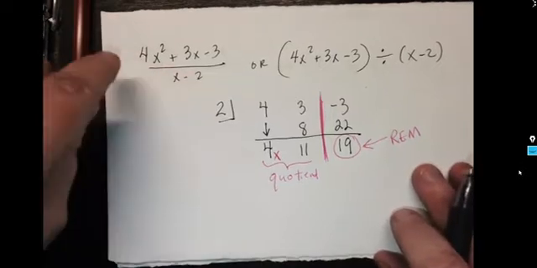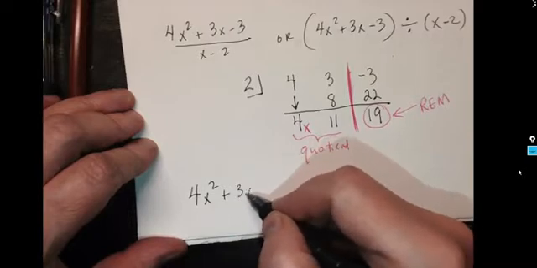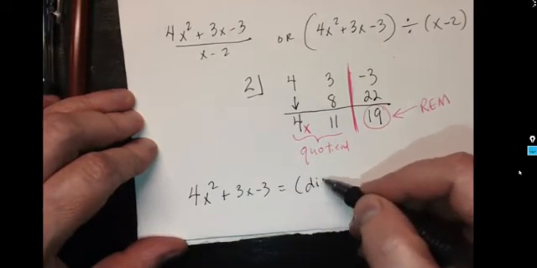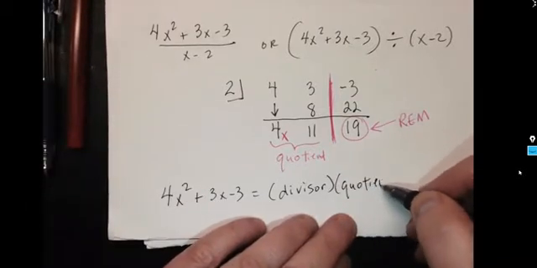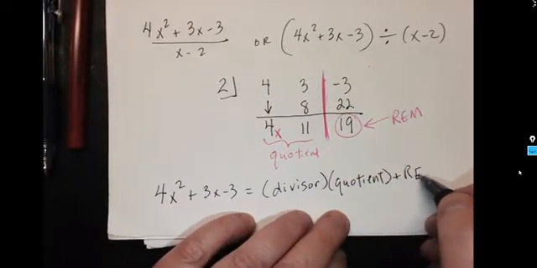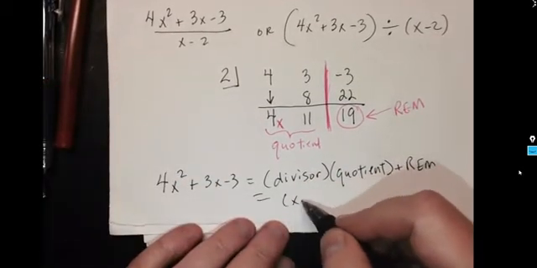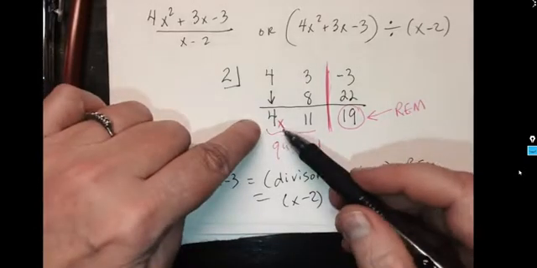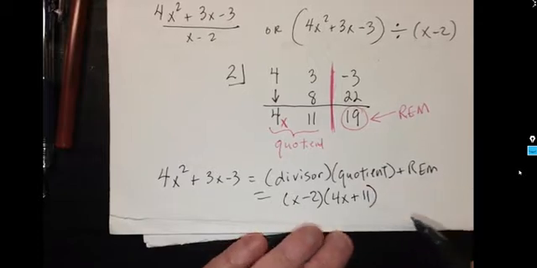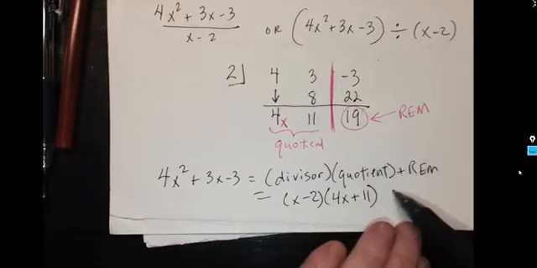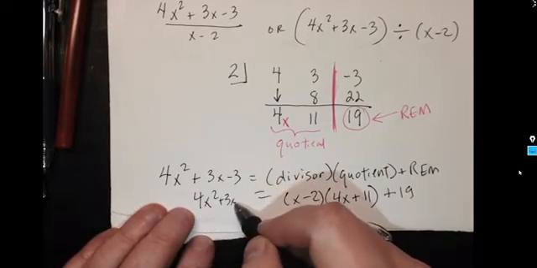So now I can write my dividend, 4x squared plus 3x minus 3, as the divisor times the quotient plus the remainder. So in this case, the divisor is x minus 2 times the quotient, which is 4x plus 11, and then plus the remainder, plus 19. Okay, now that's one way that I can write it.